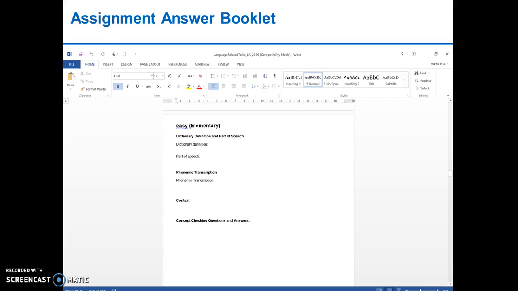And then here you can see how to lay out your answer. We provide you with an assignment answer booklet. We also provide you, as I've mentioned, with the model answers, so you can see exactly what is required of you. And this answer booklet is designed to help you to remember each part of the question and to leave nothing out.